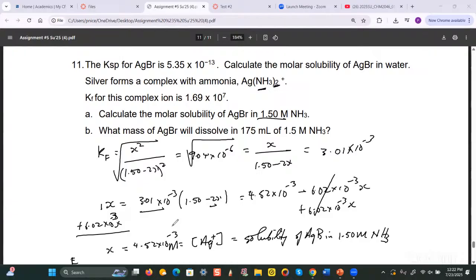So when you add 6.02 times 10 to the negative 3 plus 1x, that's equal to x? Yeah, because 6.02 times 10 to the minus 3 is very, very small compared to 1. So it's like adding 0 to 1. Same difference. All right? Okay, any other questions? Any other questions out there in Zoom?